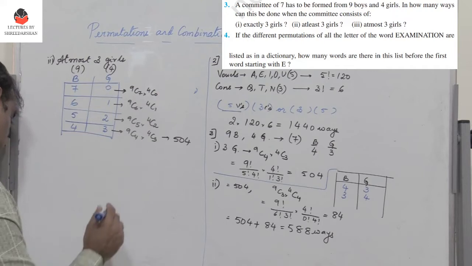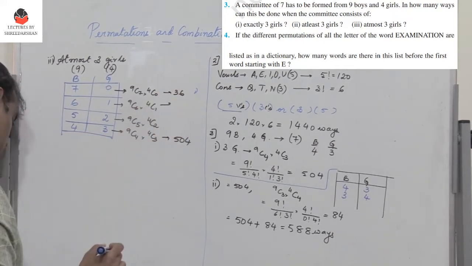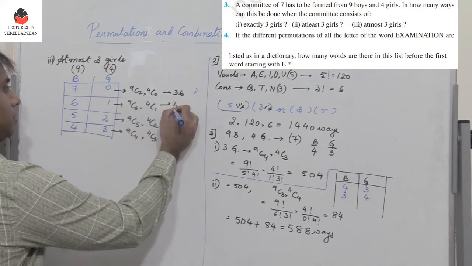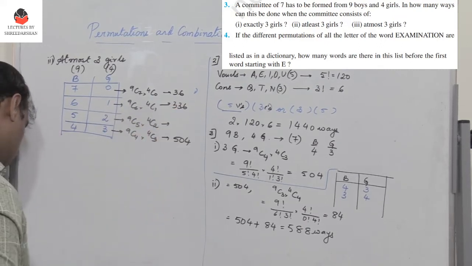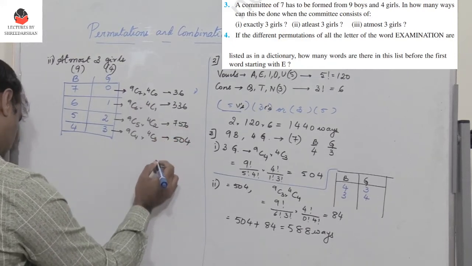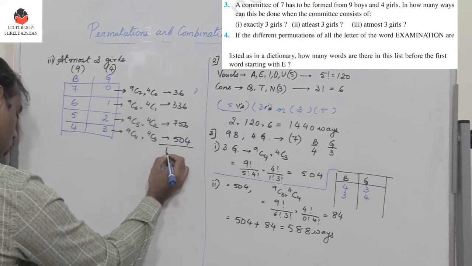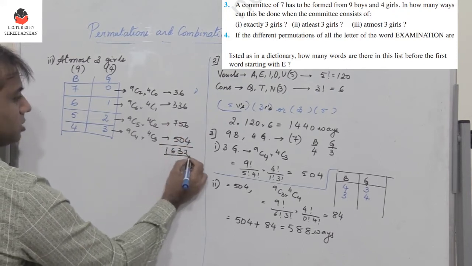So for the first case, you get the answer as 36. For the second one, you get the answer as 336. So I leave the calculations for you to do. And for the third case, it is 756. Right? So you have to add them all up. So when you add all of them, you get 1632 ways.